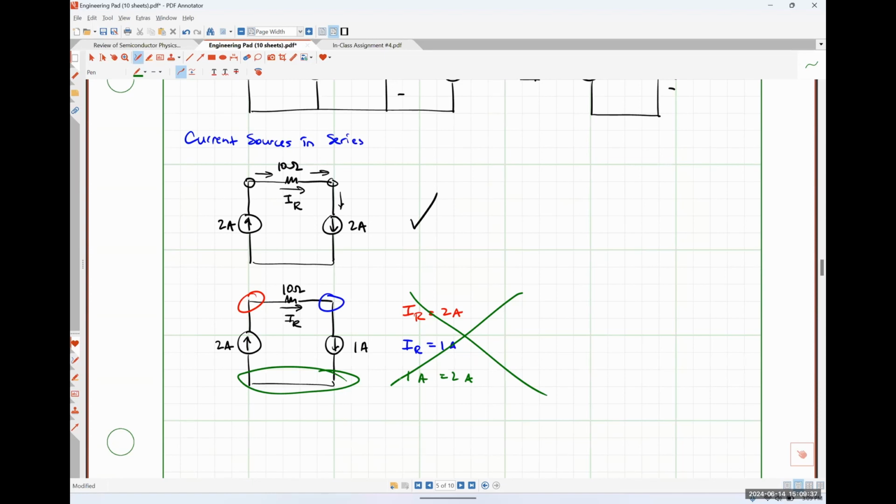All right, we went through current source combination fairly quickly. If anybody has any questions about it, I would be more than happy to answer them. If not, we will move along to our next miniature topic for today. All right.